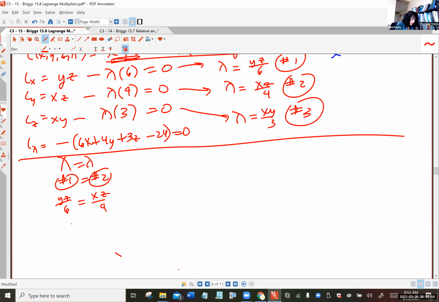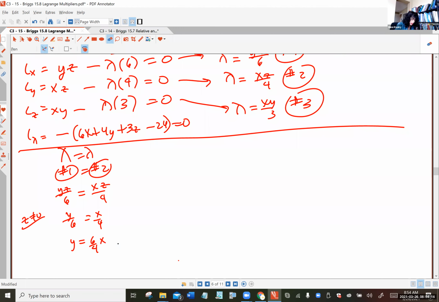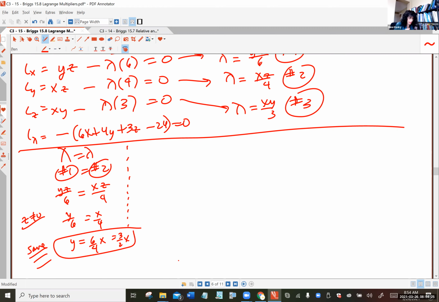So here, assuming that z isn't 0, and we don't want z to be 0 because that will be a very uninteresting box that'll have a height of 0. So z not equal to 0, divide out by z, so you kill it off. And then solving for y, multiplying both sides by 6, I get y is equal to 6/4 x, and I'll reduce that: y is equal to 3/2 x. Save that for later. Why is that good? Because now I have y in terms of x. Cool, save it for later.